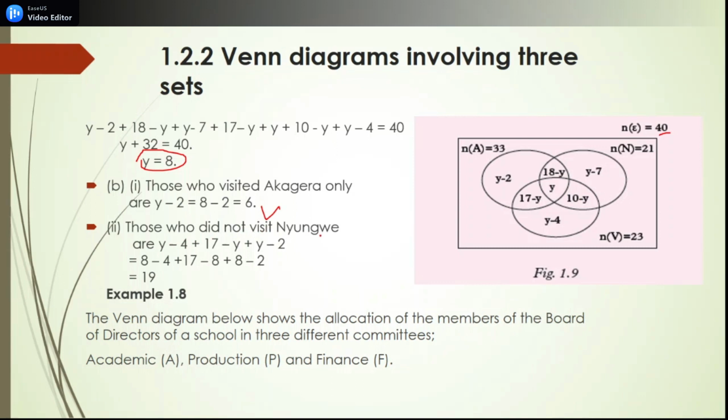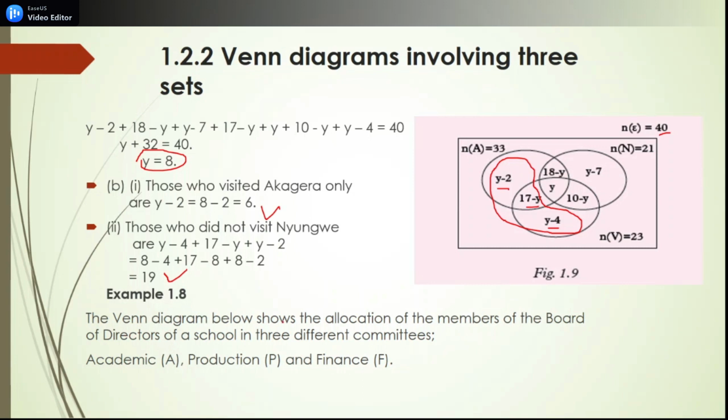Those who did not visit Nyungwe, we add this one, add this and this. It means we get y minus 4 plus 17 minus y plus y minus 2. So those elements will be equal to all visitors who did not visit Nyungwe. We can't consider elements which belong in Nyungwe. You will get 19 tourists.